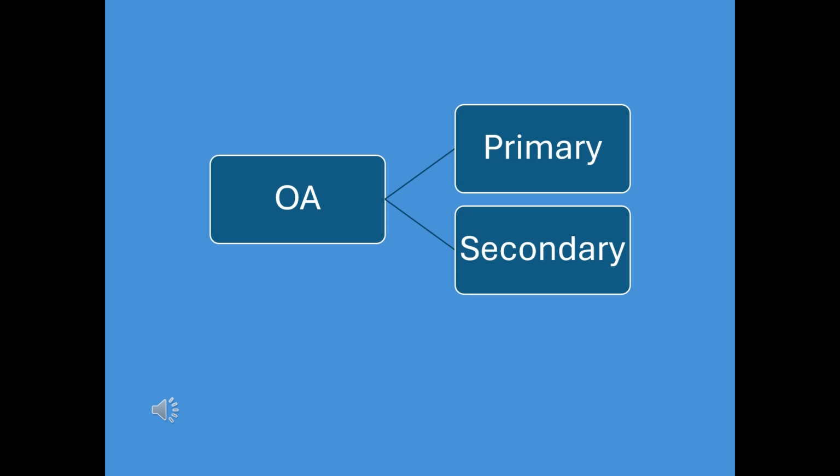There are two types of osteoarthritis, primary and secondary. Primary is mainly a genetic component and it tends to be found in postmenopausal females, not only, but tends to be. Whereas secondary osteoarthritis has had a predisposing cause, something like a ligament injury or a fracture or an infection.